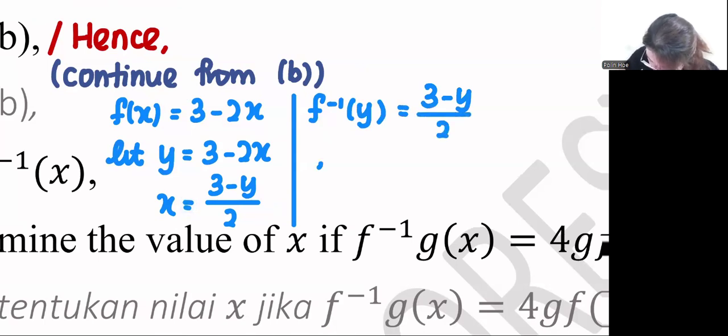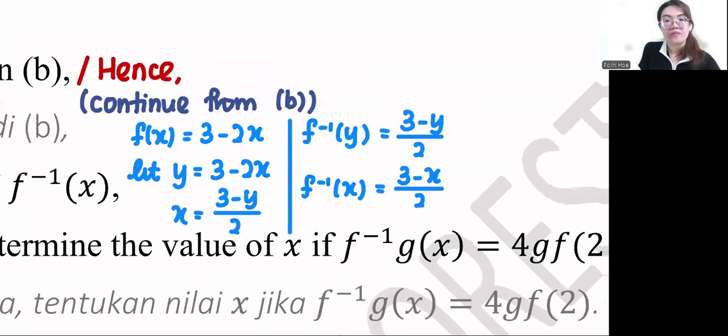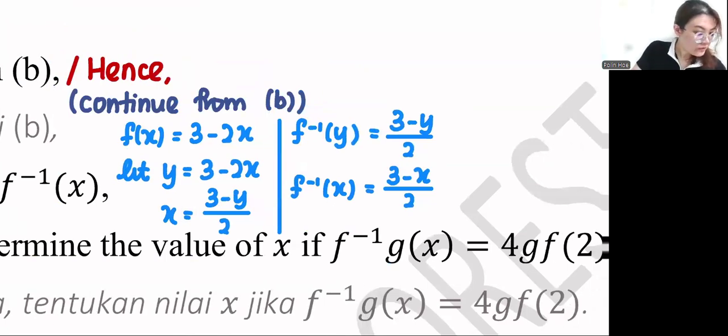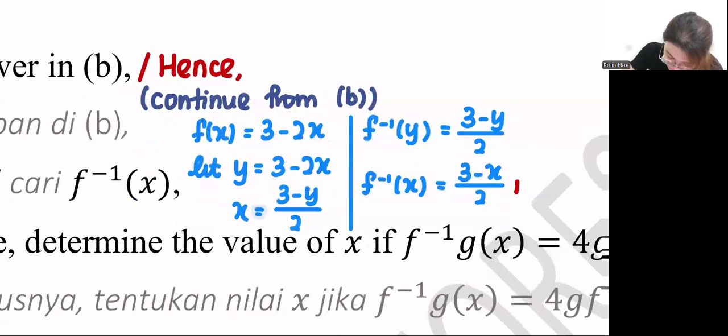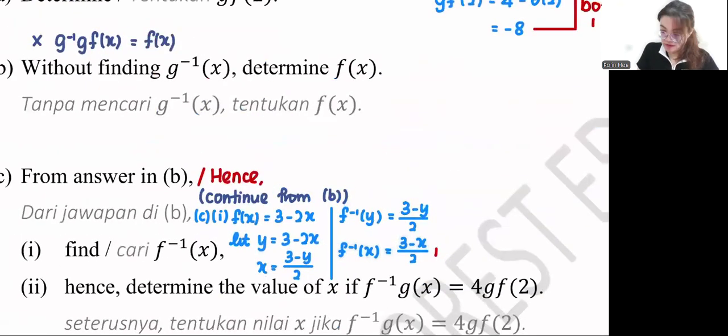And finally, your answer, f inverse x, equals 3 minus x over 2. So this part, you will be only given 1 mark. SPM is quite stingy nowadays when they give marks. They expect a lot and they do not give many marks.